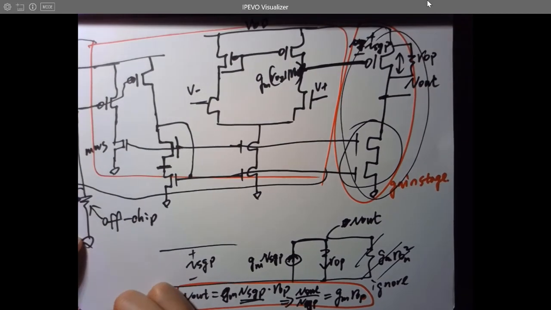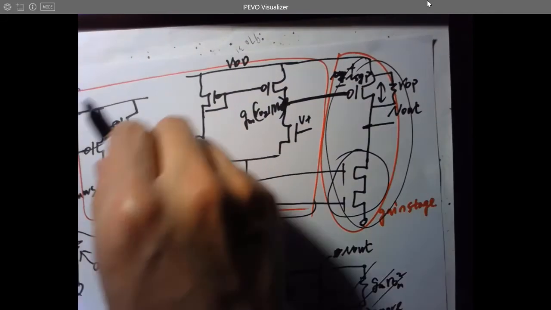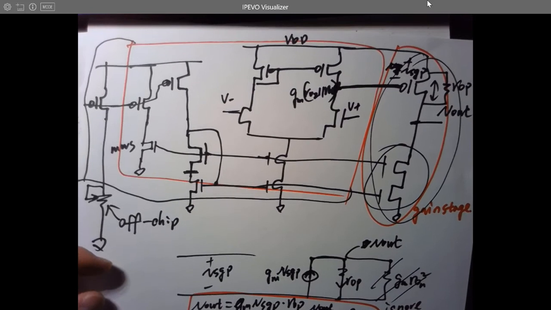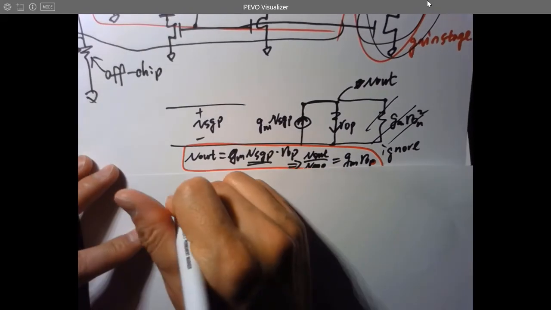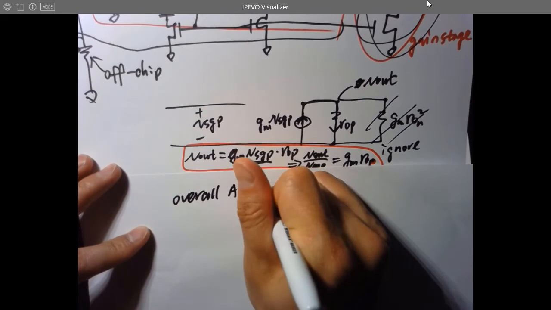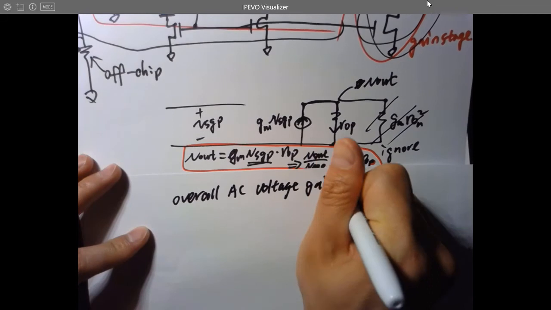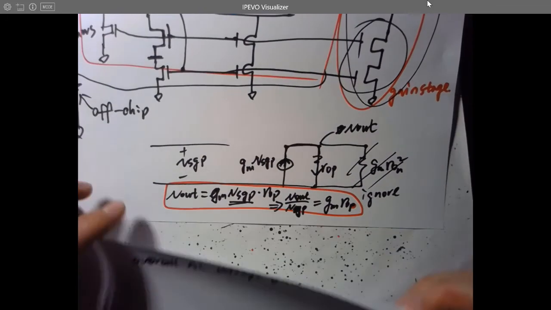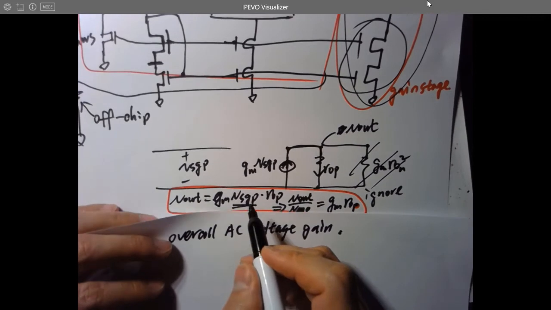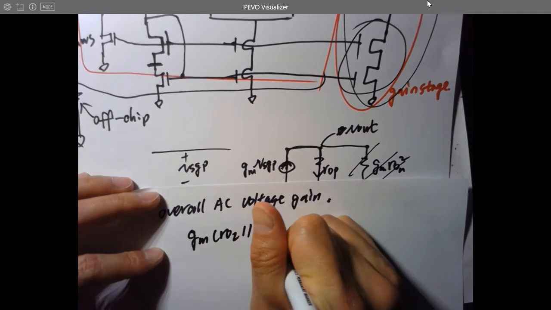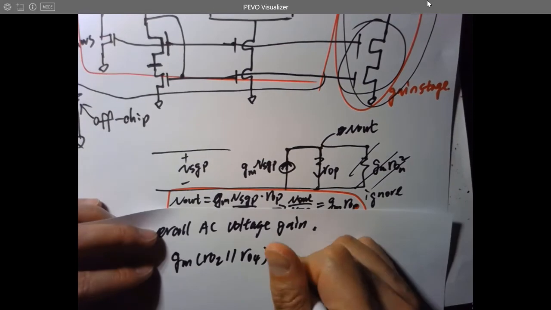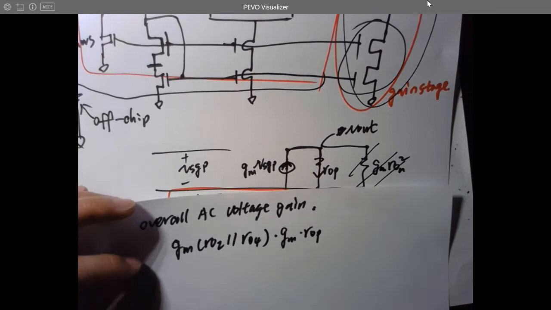So the overall AC voltage gain for this structure we're going to lay out in Electric VLSI will be something like, let me grab a new paper to put it down. So the overall AC voltage gain will be what? It's going to be this one, gm (ro2 in parallel with ro4), times this, gm ROP. Keep that in mind.